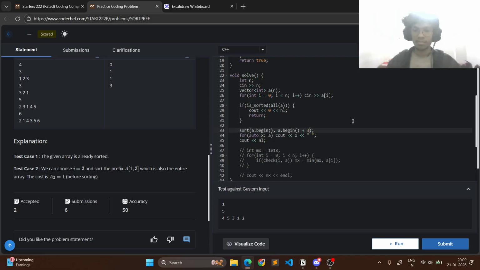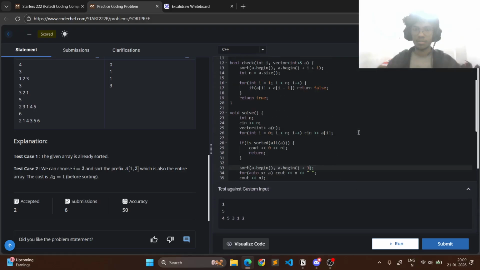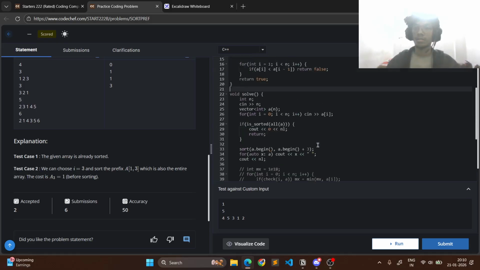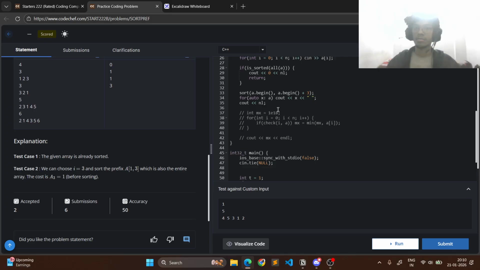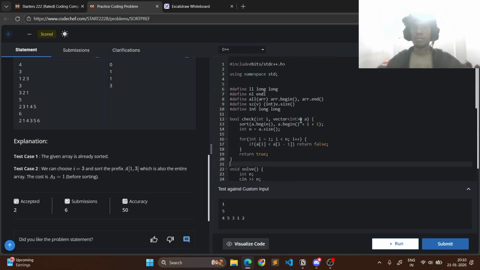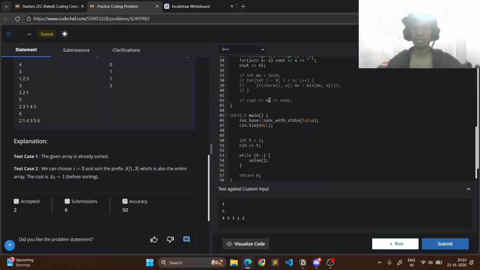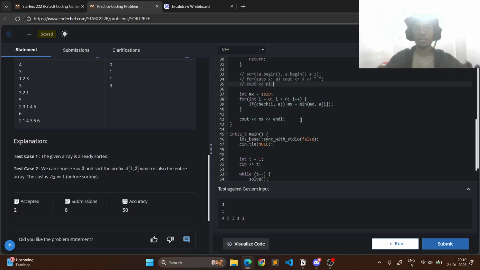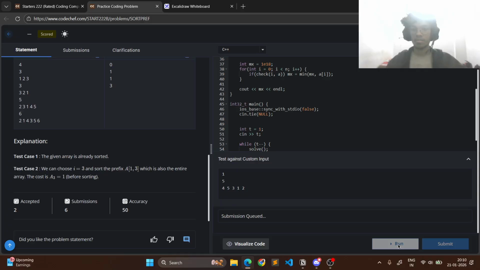This has to be one more. 1, 2, and yeah, this one. Less than. If A[i] is lesser than A[i-1], this is true. Oh, this is passed by reference, my bad. So I think this is now okay. Let's try to run this.